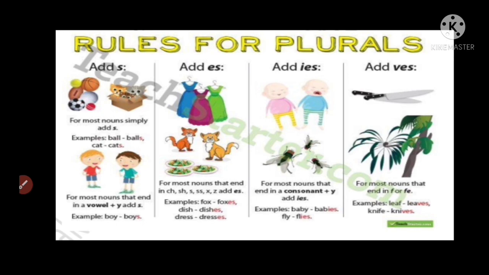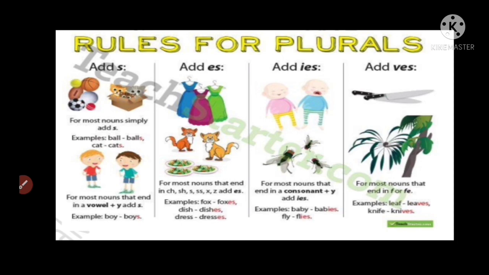And rule number 4. For most nouns that end in f or fe, we will add ves to those nouns. Like leaf, we will remove f or fe and add ves to those words. We will remove f from leaf and add ves, so leaf will be leaves. Knife will be knives. Like this we will make plural forms of nouns.